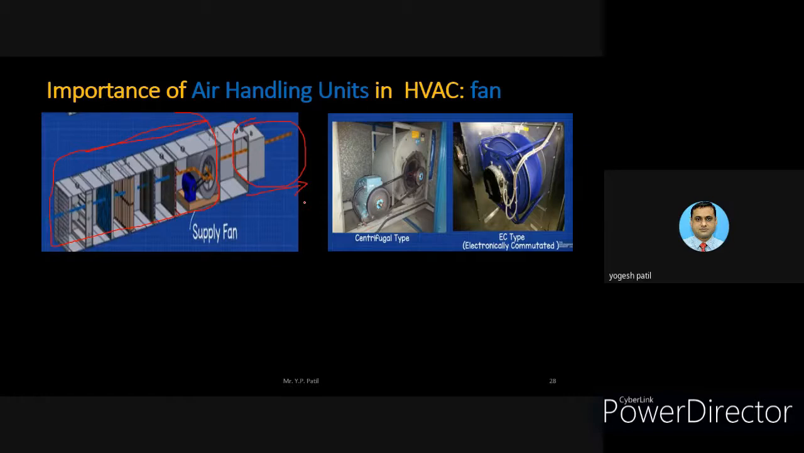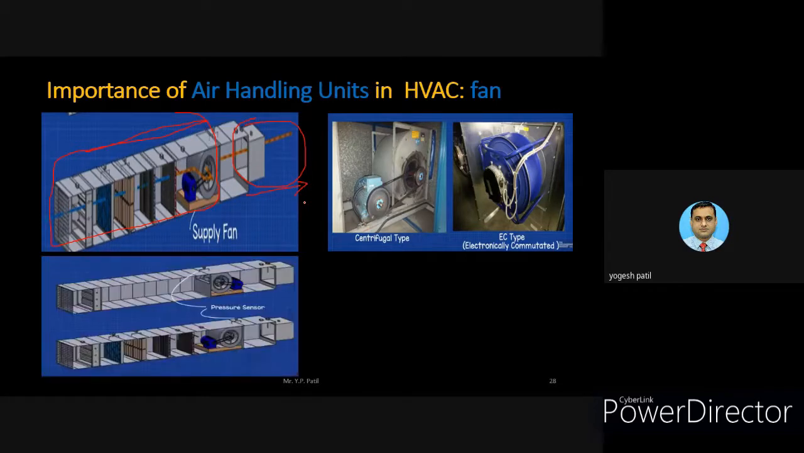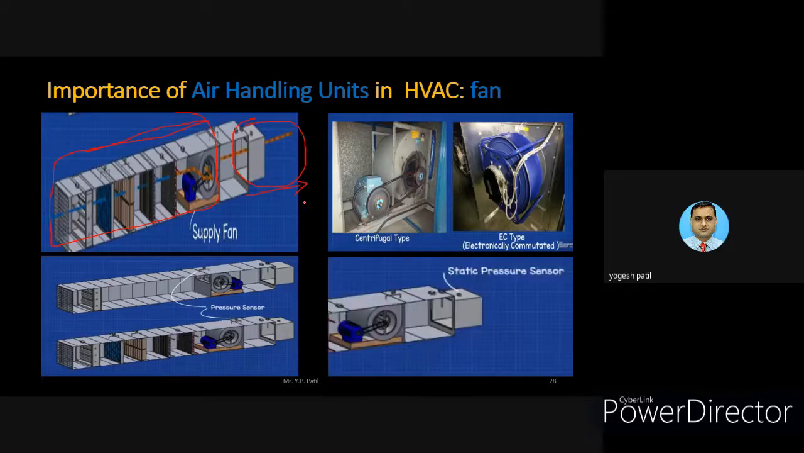You can see the air can be passed through either using centrifugal type motors or by using electronically commutated type motors over there. Here again pressure sensors are used to control the draft of that particular centrifugal system. Static pressure sensors are also going to be used at the duct level.